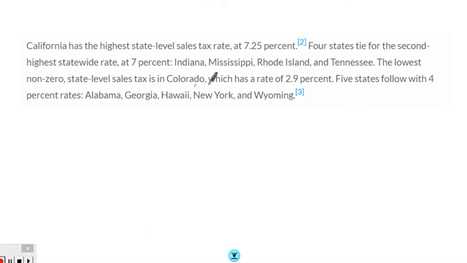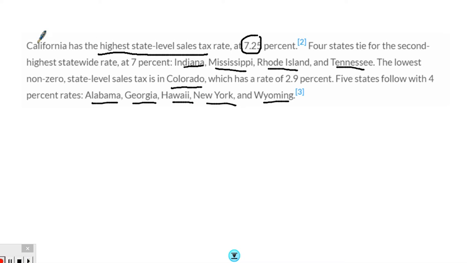Now, just some fun facts: California has the highest state level sales tax, and that's 7.25%. There are some other states with the highest: Indiana, Mississippi, Rhode Island, Tennessee. And the states with the lowest state level sales tax are Colorado, with Alabama, Georgia, Hawaii, New York, and Wyoming. Some states have low sales tax and some states have a very high sales tax. Unfortunately, California is one of them.